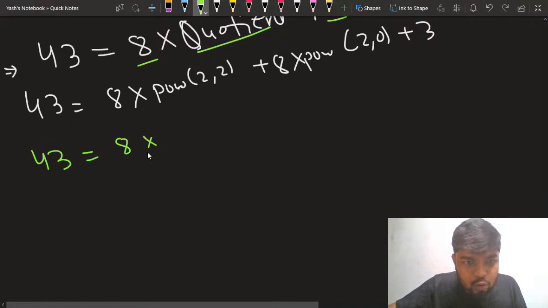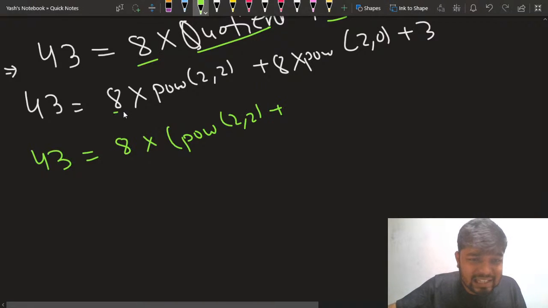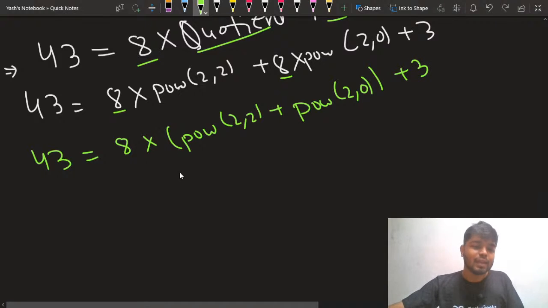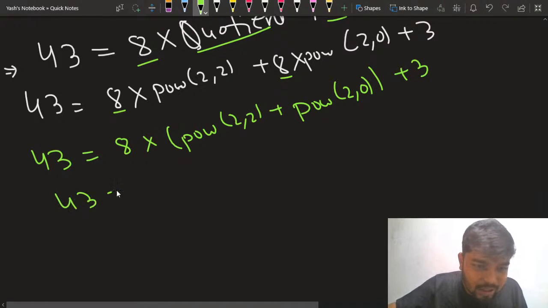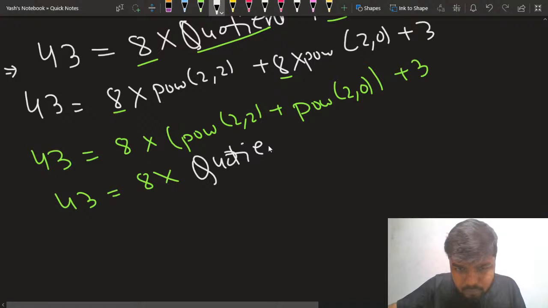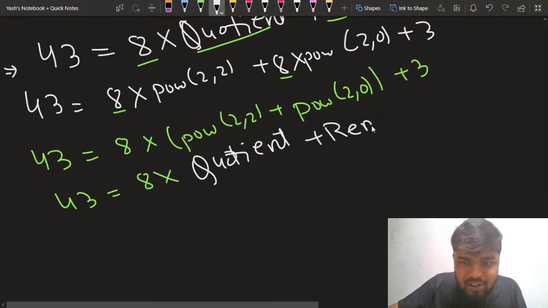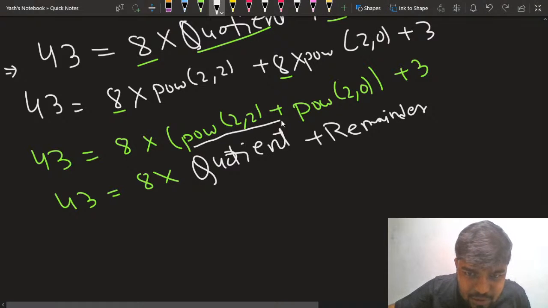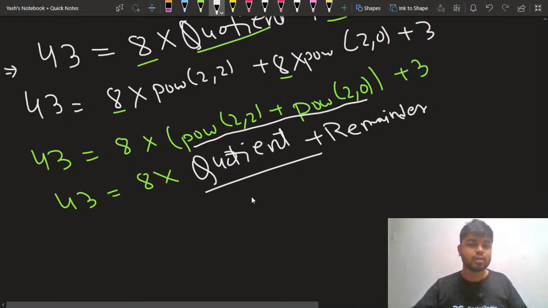43 is 8 into what? I am taking 8 common from here and here. So what will this be? It will be 2 to the power of 2 plus 2 to the power of 0, right? And then I add 3. Now does this look like 43 equals 8 into some quotient plus remainder? Do you see that we have almost reached the solution? This is the quotient, and this is how you can represent 43.